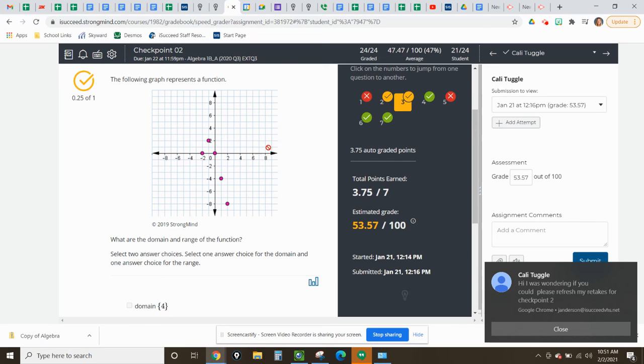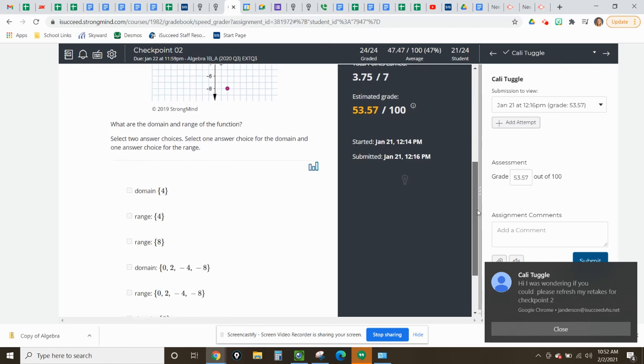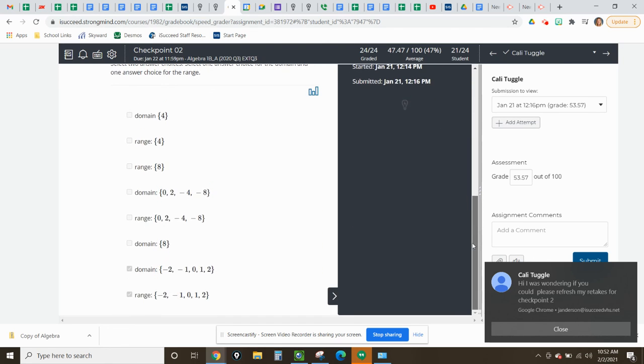And then this one: what are the domain and range of the function? Domain means the numbers you're plugging in. Which numbers are on the x-axis here? I can see there's a point at -2. There's a point at 0 on the x-axis. Oh, wait, that's -1. Sorry, yes, there's a point at -1. There's a point at 0, a point at 1, and a point at 2. So the domain to me looks like -2, -1, 0, 1, and 2. I'm guessing that's somewhere on here.